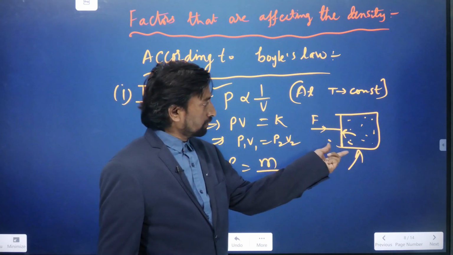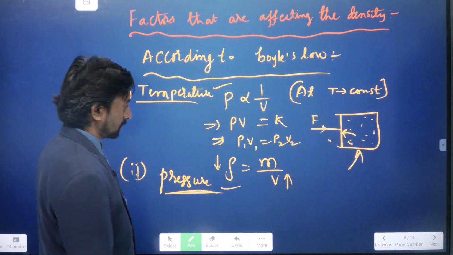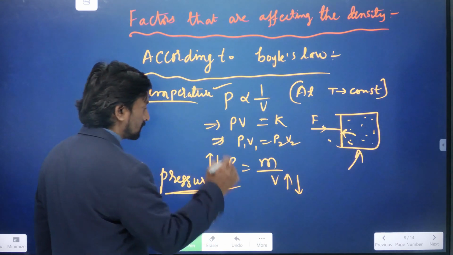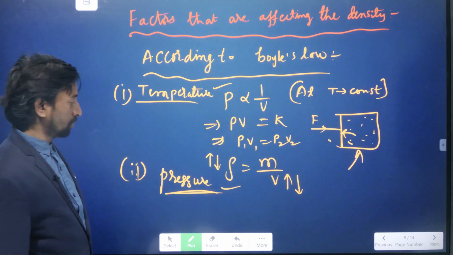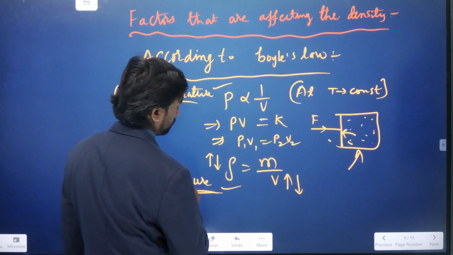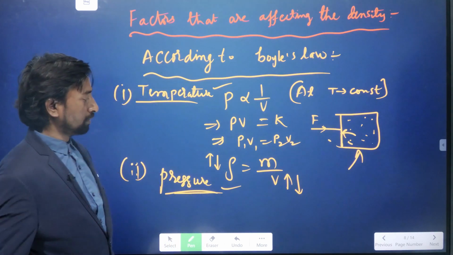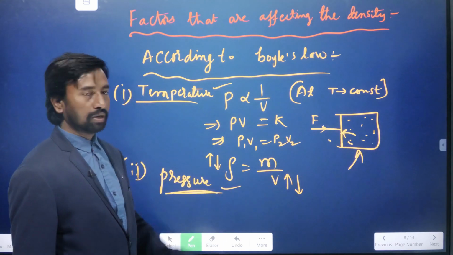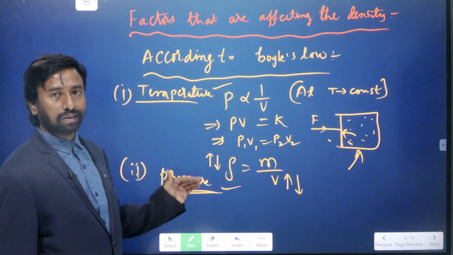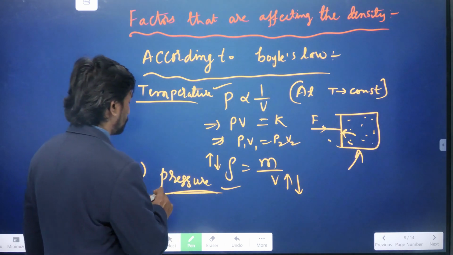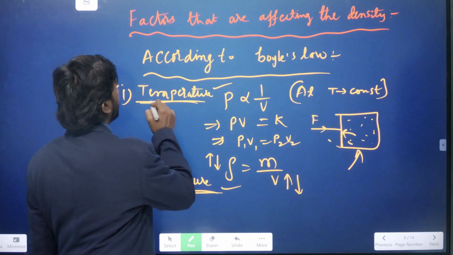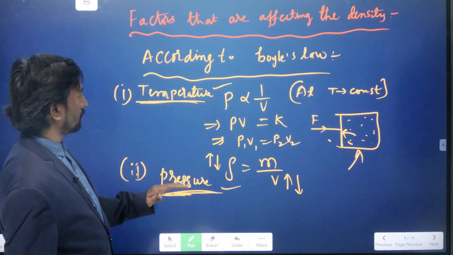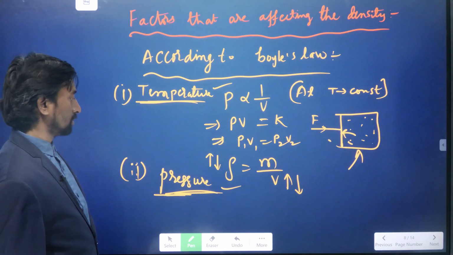If the volume of the fluid decreases, then what happens here? If the volume decreases, then the density of the substance increases. Now here pressure increases, so the volume of the substance decreases. If the volume of the substance decreases, then the density of that substance increases there. So these two physical quantities will affect the density of the substance.